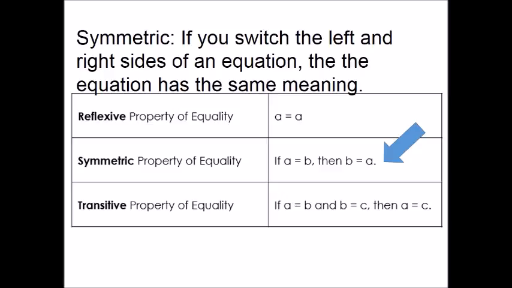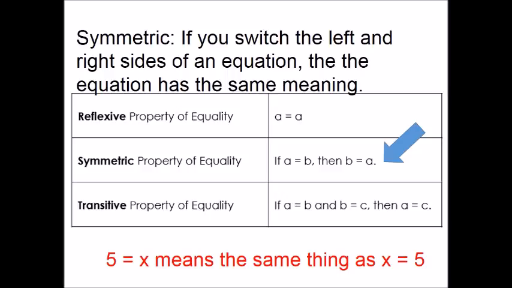The symmetric property is what allows us to switch the sides of an equation. For example, you already know that 5 equals x means the same thing as x equals 5. You just didn't realize you were using the symmetric property every time you made this kind of switch.